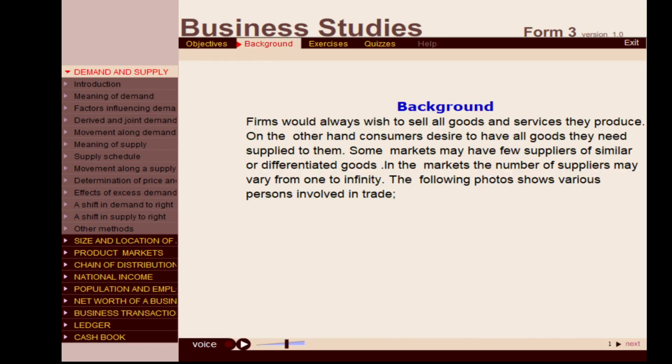Background. Farms would always wish to sell all goods and services they produce. On the other hand, consumers desire to have all goods they need supplied to them. Some markets may have few suppliers of similar or differentiated goods. In the markets, the number of suppliers may vary from 1 to infinity. The following photos show various persons involved in trade.